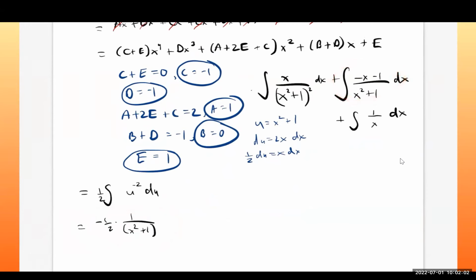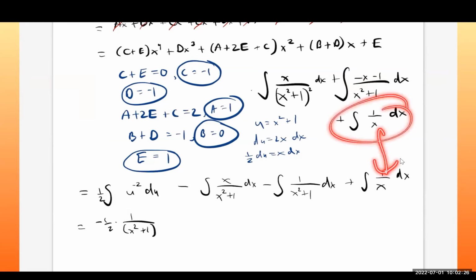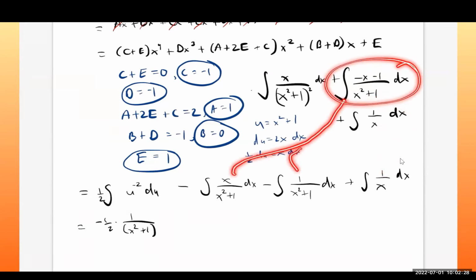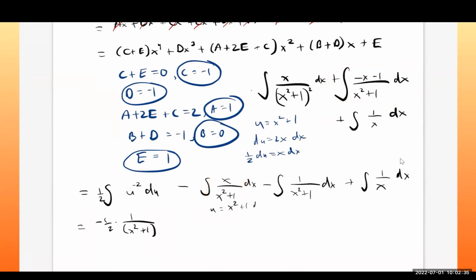All right, now let's move on to the second one. This one, we have to split into 2 separate fractions, that and that. So let's do that now. So that's going to become minus x over x squared plus 1 dx minus 1 over x squared plus 1 dx. And then the last one's very straightforward. It's just going to be natural log. So I wrote this one down here. So this one here became that and that. I split it up into 2 separate. Here's another u substitution problem.